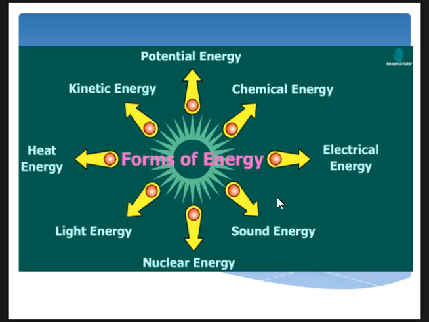Now, let's have a look at the many different forms of energy. Energy exists in many different forms. In this particular slide, we have shown 8 different forms of energy that we know of today: potential energy, chemical energy, electrical, sound, nuclear, light, heat or thermal energy, and lastly, kinetic energy. Could there be more? Who knows? Only the future will tell.